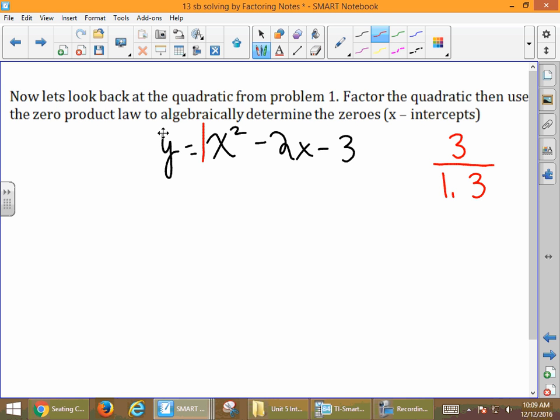And will 1 and 3 ever combine to be 2? Yep. What do our signs have to be? Because we have to combine to be -2. Positive 1 and negative 3. So when we go back in here, let's do plus 1x minus 3x. And now what we've done is we've created a grouping problem.